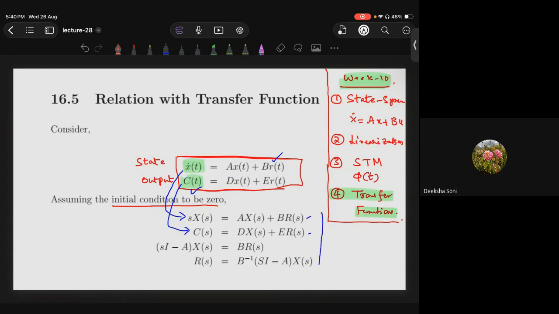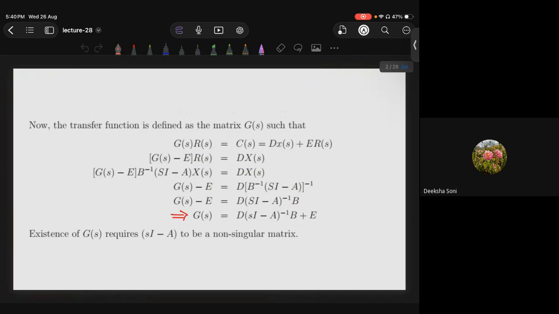So adjust these equations, remove this X of S, and find the expression for C of S by R of S. If you do that, this is G of S, which is nothing but C of S by R of S. You get this expression. This is the expression for the transfer function. Is there any doubt here? You just need to modify the equations. Any queries here? You can check this derivation. It has already been explained in the video also.